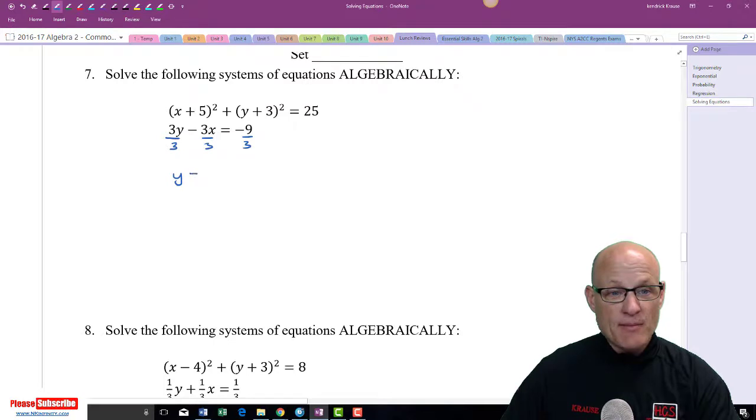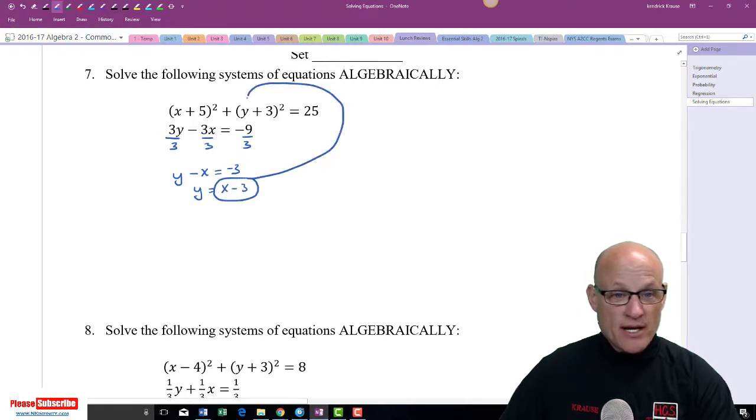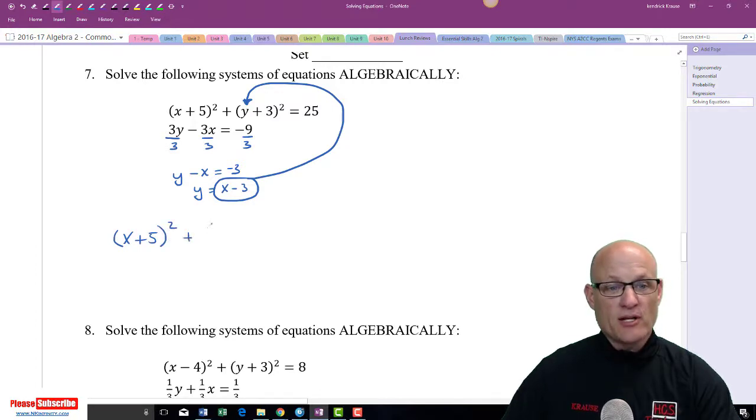So I get y minus x equals negative 3. Bring the x over, I get y equals x minus 3. Now that's really important because that's y, and I can plug it in for y right there. So what I end up with is x plus 5, plus x minus 3, now that's the y part, and then plus 3 squared equals 25.